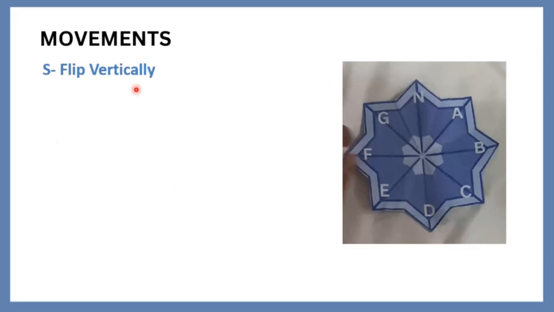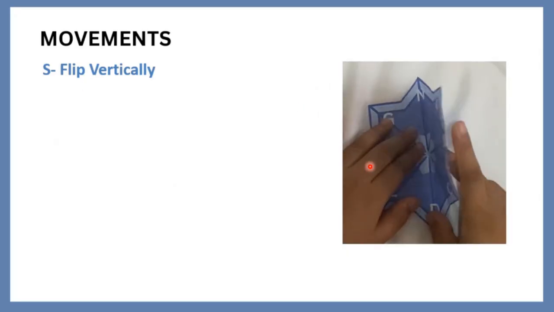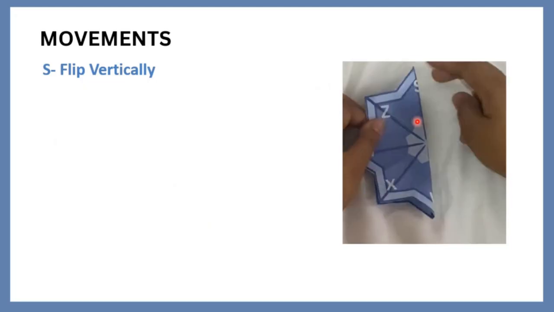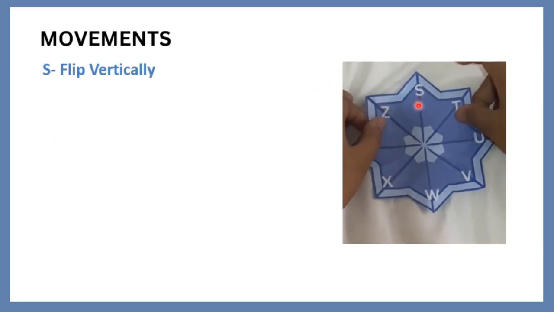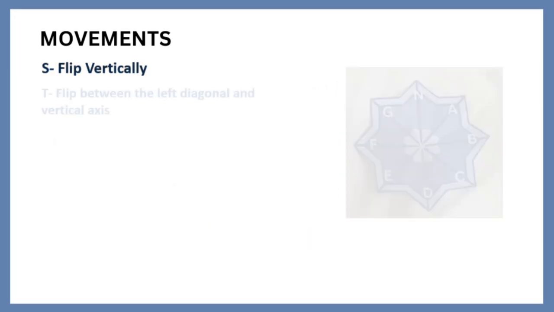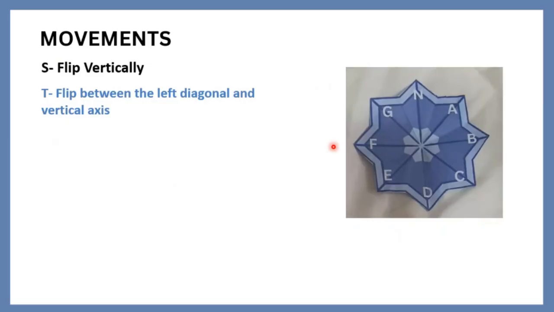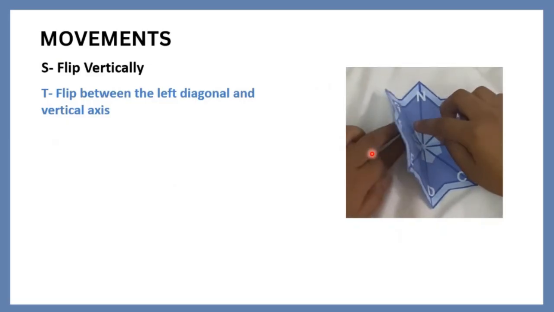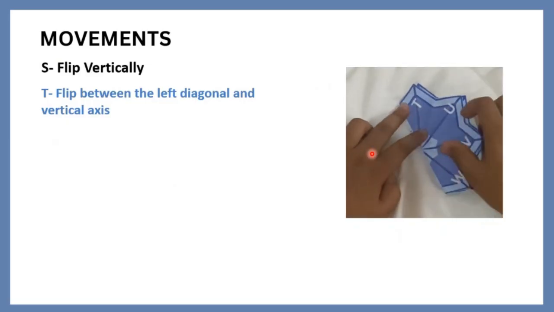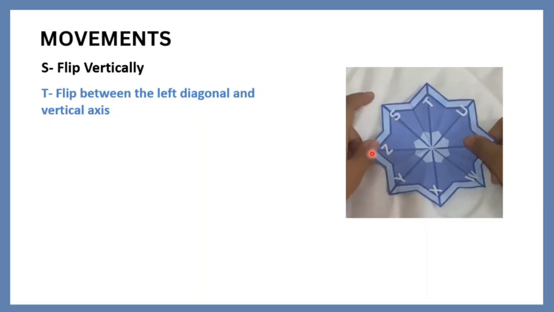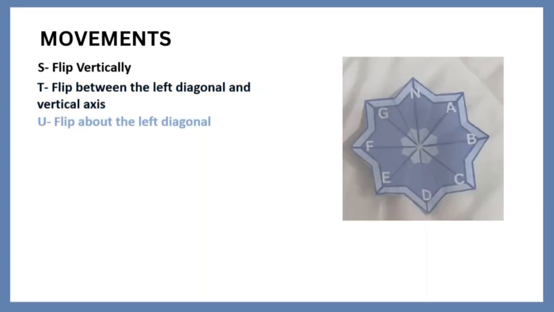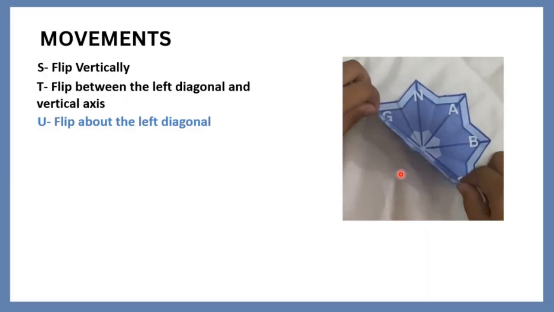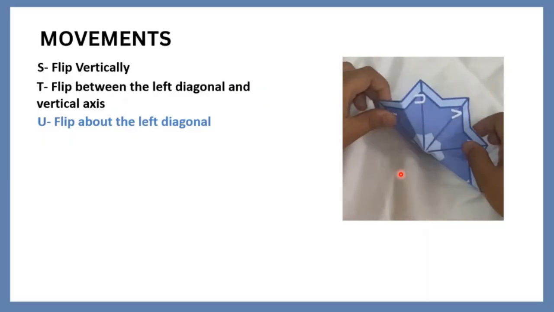And for S, flip vertically. So we will flip the model vertically, and that will give us S. Then next, for T, flip between the left diagonal and vertical axis. For U, flip about the right diagonal. And this is what U looks like.